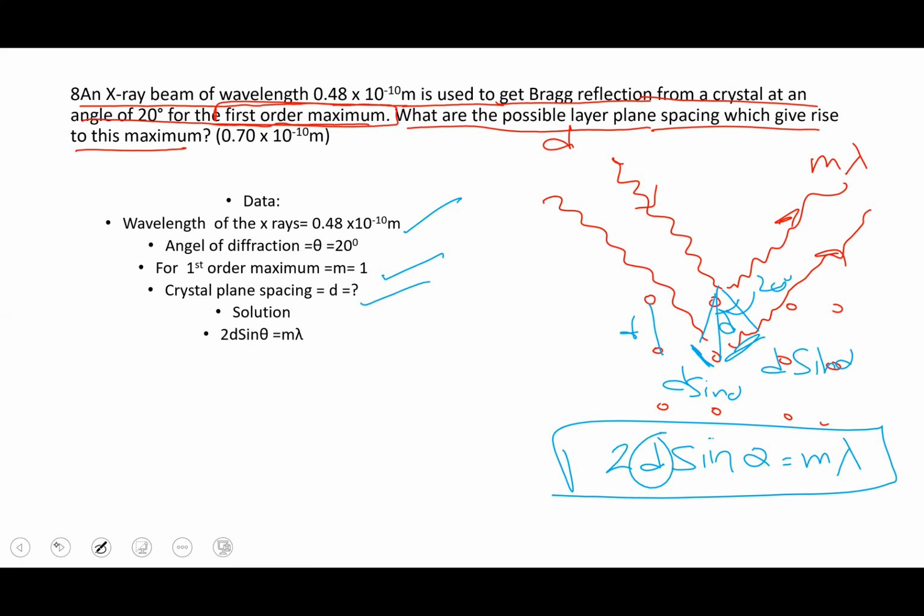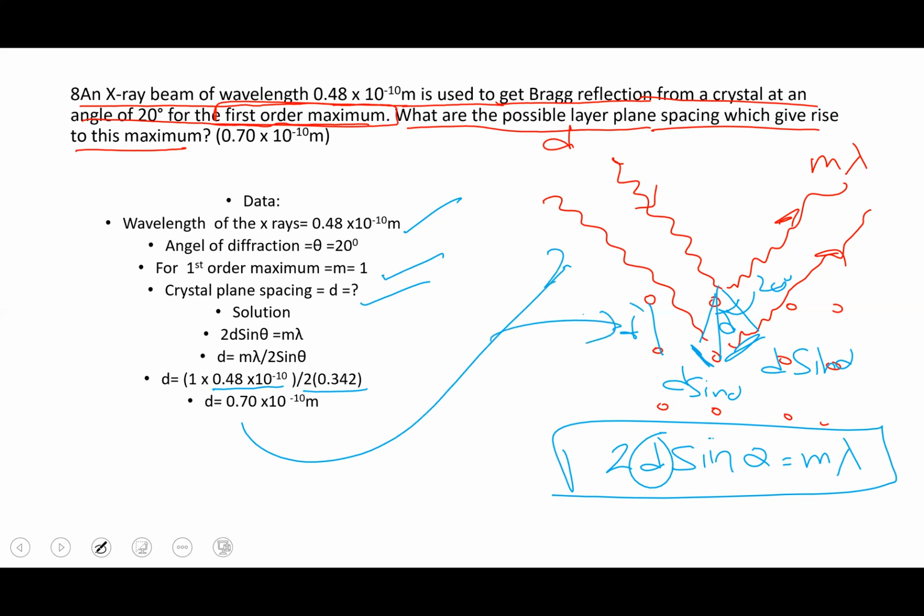So the solution: 2d sine theta is equal to m lambda. So d is equal to m lambda divided by 2 sine theta. Putting in the values, what do we get? m is equal to 1, lambda is equal to 0.48 × 10^-10, 2 into sine theta, which is sine 20 degrees, is 0.342. What do we get at the end? d is equal to 0.70 × 10^-10 meters. So d, that means the distance between the two spacings, or crystal spacing, is basically 0.7 × 10^-10 meters.